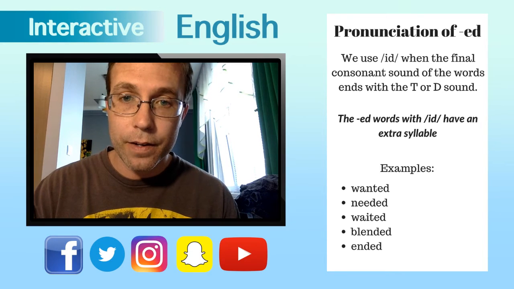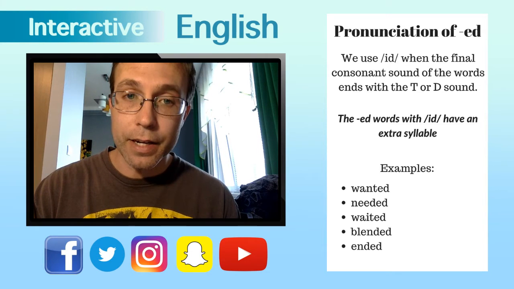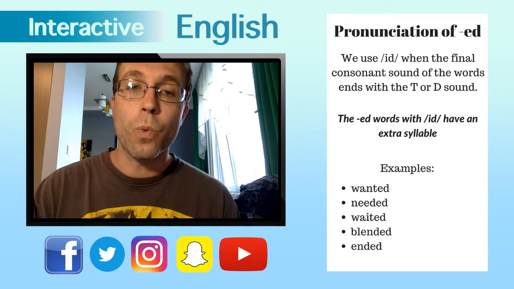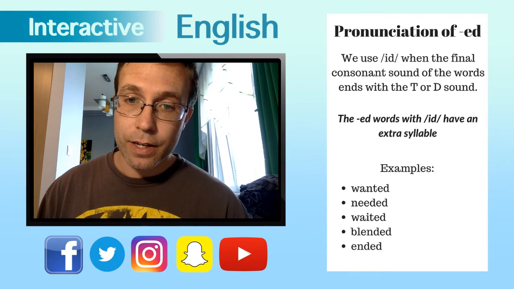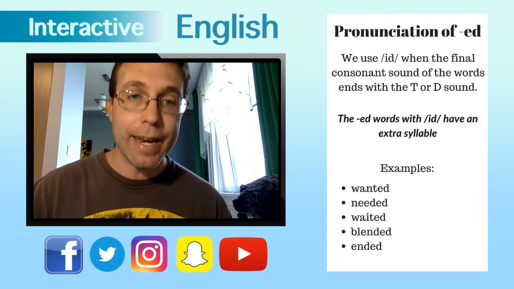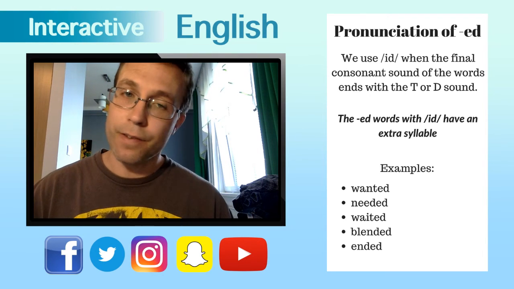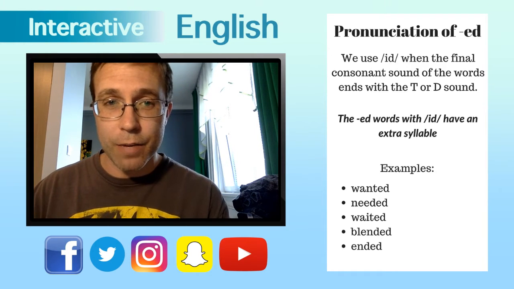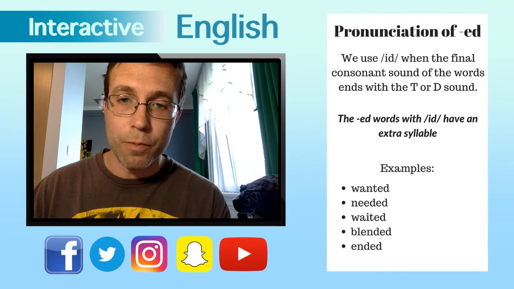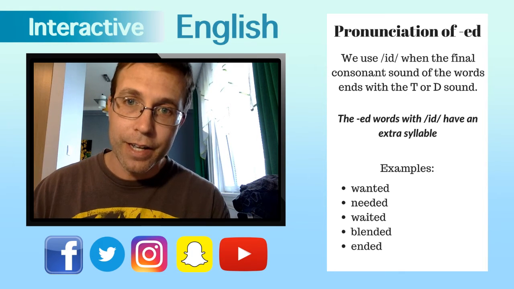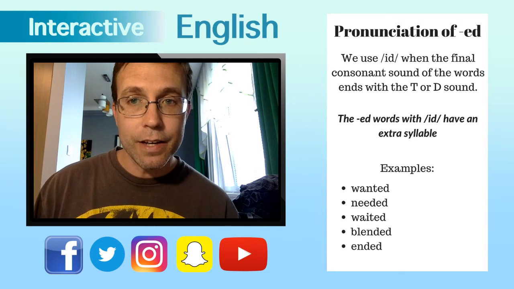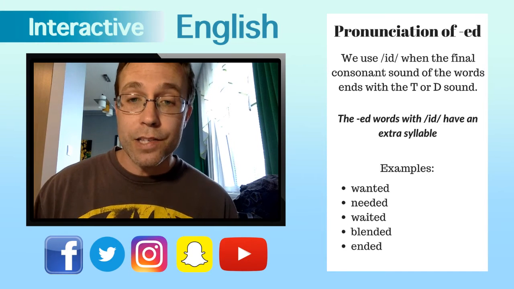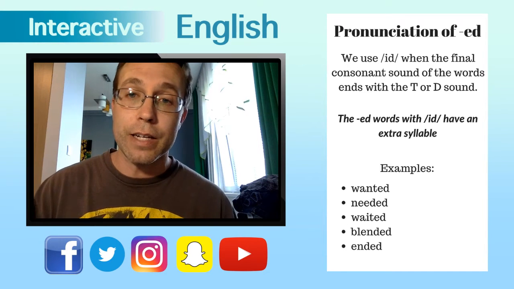Wanted, needed, waited, blended, and ended. We can say these even faster. Wanted, needed, waited, blended, ended. All right, you can hear that id. Wanted, needed, waited, blended, ended. All right, all of those have that id final sound, because the verb's final sound is either a T or a D.